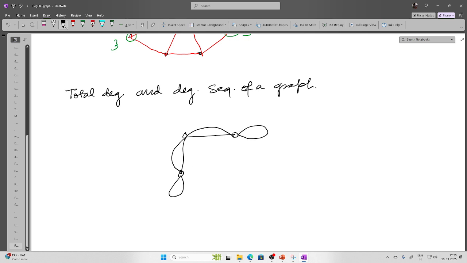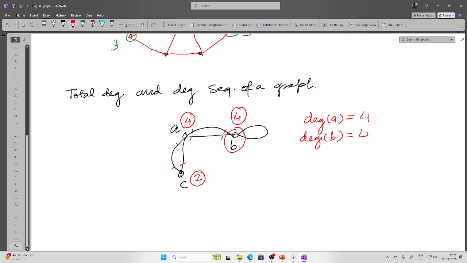Now if you look at this particular graph, let's say we have only one loop. So you have A, B, C, three vertices, and let us try to find out the degree of each vertex. Vertex C has 1, 2 edges connected, so it has degree 2. This is 1, 2, 3, 4, so vertex A has degree 4. This is 1, 2, and the loop counts 2, so this is again degree 4. So the degree of vertex A is 4, the degree of vertex B is 4, the degree of vertex C is 2.